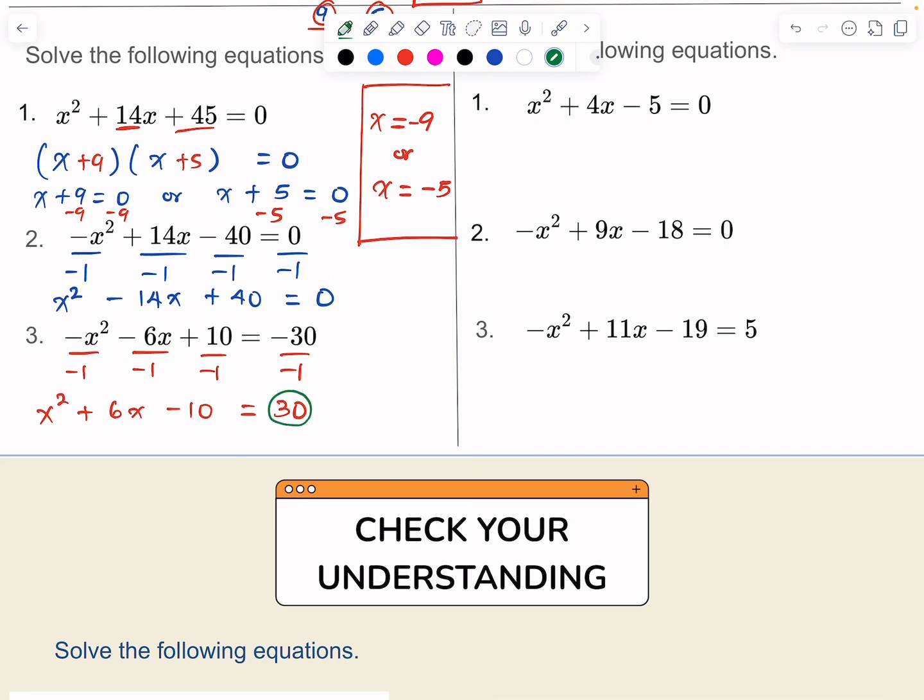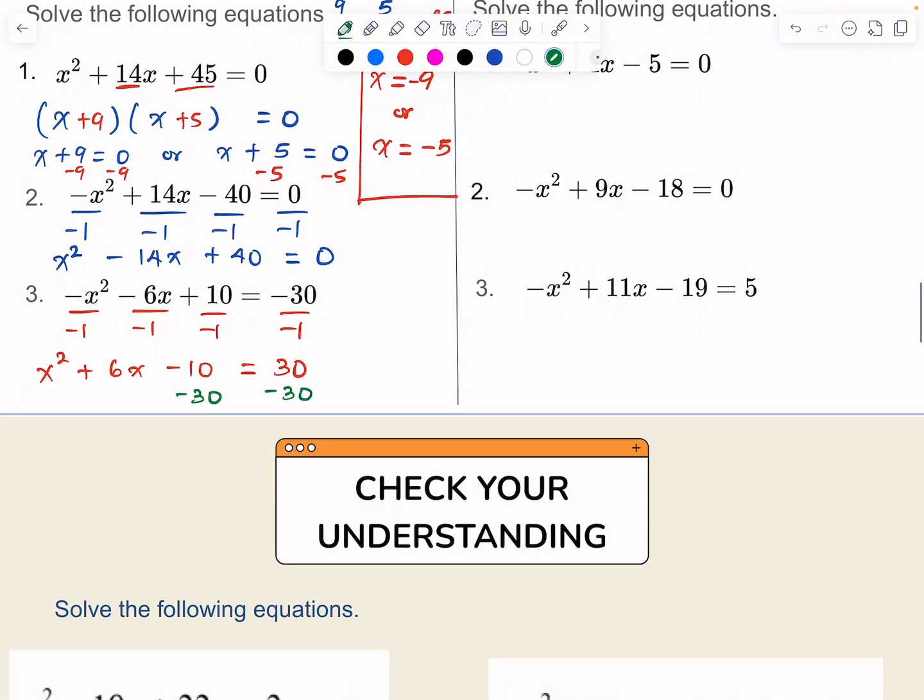And then the second thing that I notice is that this should be 0. But that's 30. So how can I make that 0? So I can subtract 30 on both sides. And if I subtract 30 on both sides, then I have x squared plus 6x minus 40 is equal to 0. And then what do I need to do next?